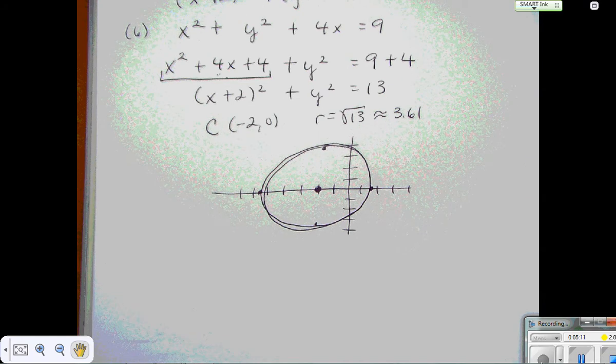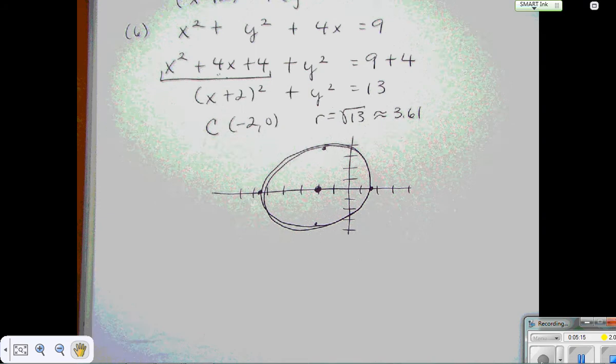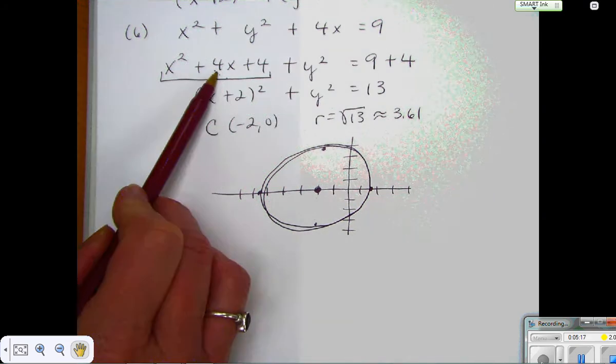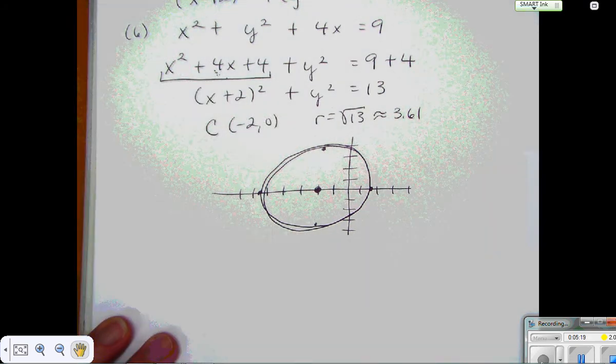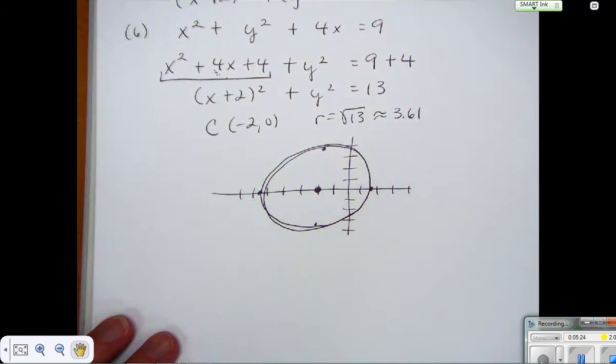How'd you get to +4? I don't understand. I completed the square. Linear coefficient, divide by 2 and square it. It's like we did yesterday when we completed the square.